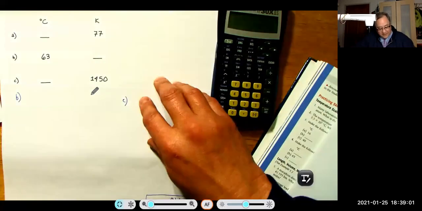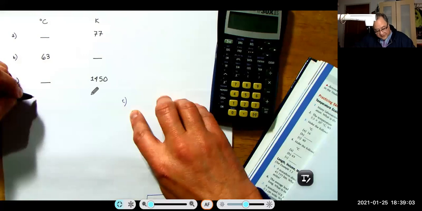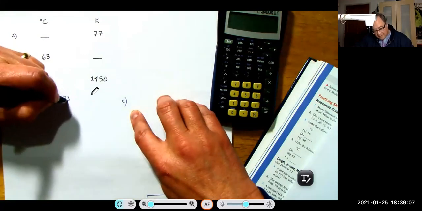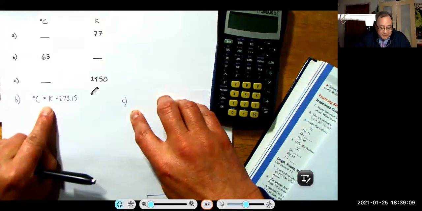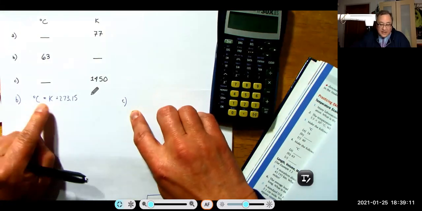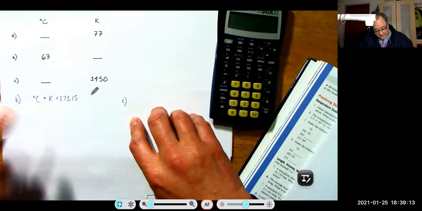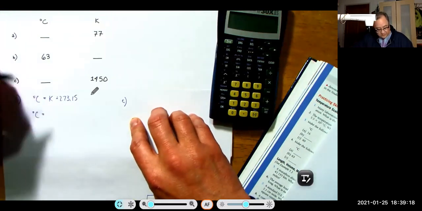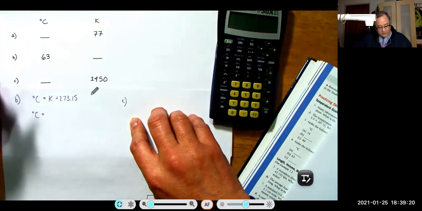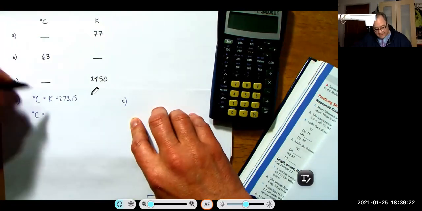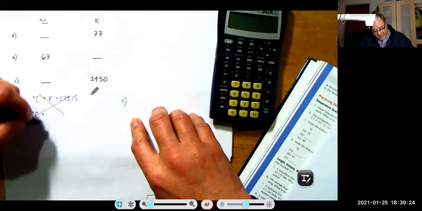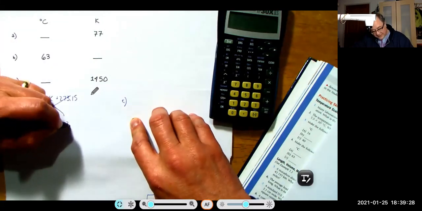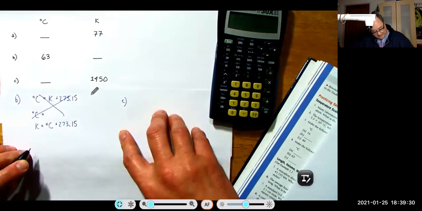So for letter B, we're going to write degrees Celsius is K plus 273.15. Notice an interesting thing here. It's degrees Celsius, but it's not degree K. So degrees Celsius is equal to, oh, I'm sorry. My bad. We're figuring out K. K is degrees Celsius plus 273.15. See, that Jeopardy theme music did it for me.